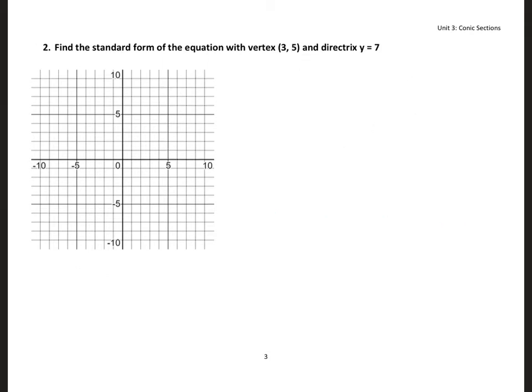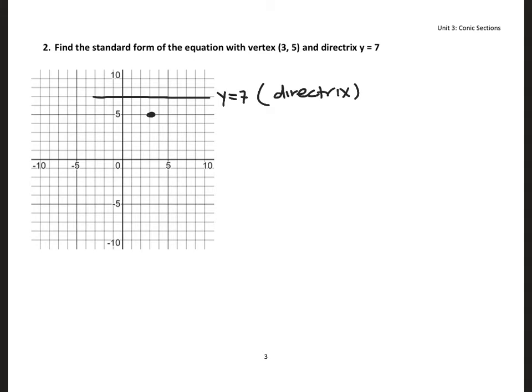Okay, let's do another example here. We are given the vertex at (3, 5). So that's the vertex there. The directrix is at y equals 7, and that's the directrix. Now what do I need to do next? Let me write it in full.